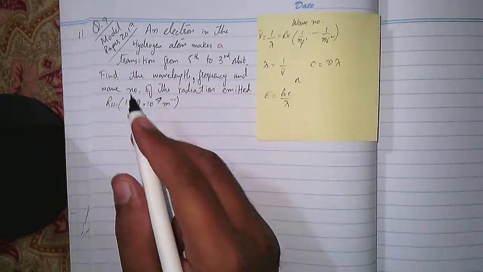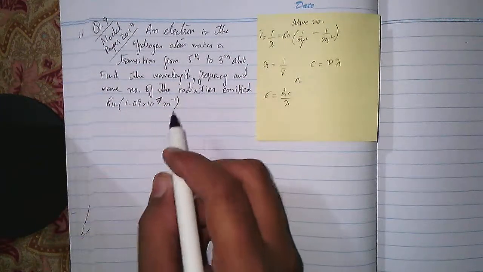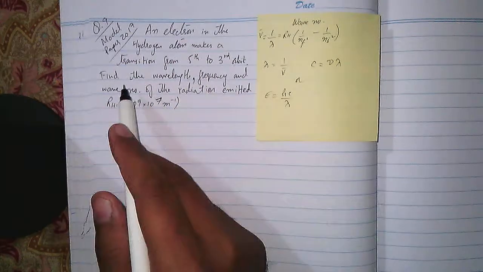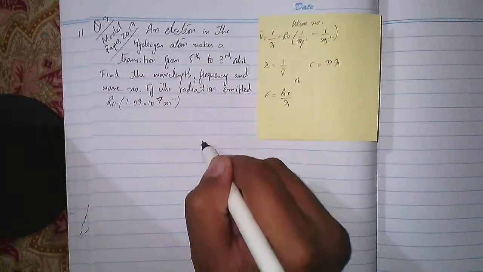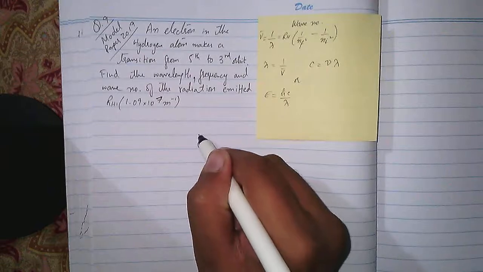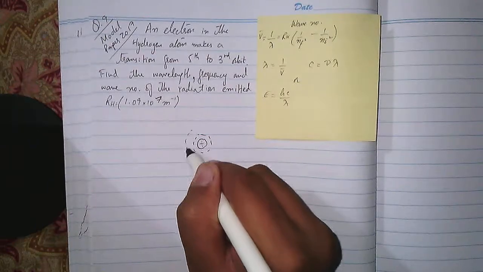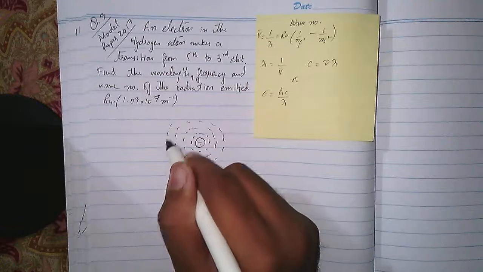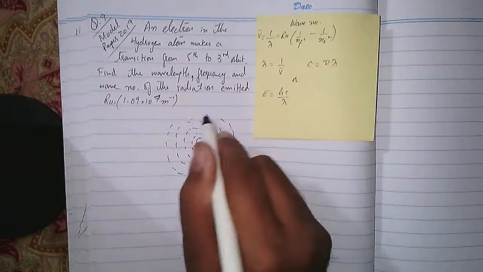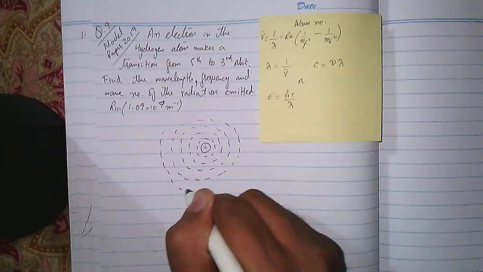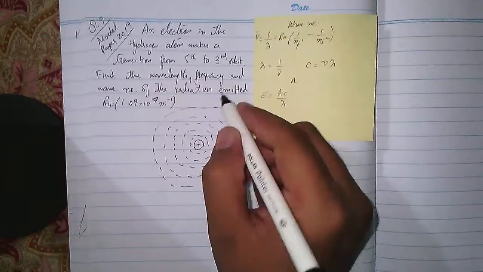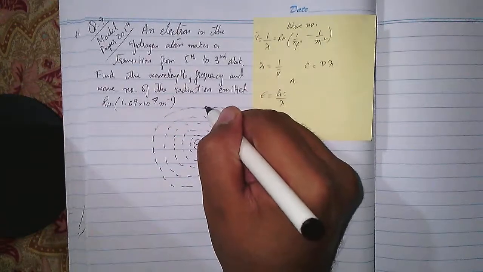So this is another question from past paper, from model papers 2017. An electron in the hydrogen atom makes a transition from fifth to third orbit. Let's say we have a nucleus. This is the first orbit around the nucleus. This is the second orbit. This is the third orbit. This is the fourth orbit. And finally, this one is the fifth orbit around the nucleus. An electron is initially in this orbit.